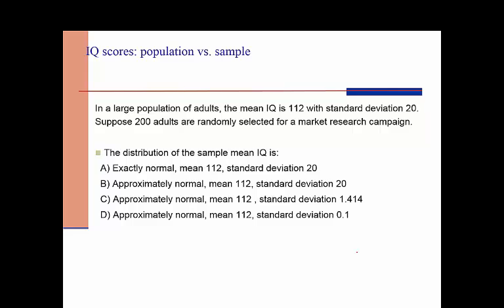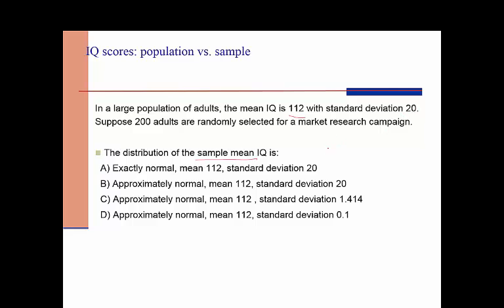So let's do a few practice questions together. In a large population of adults, the mean IQ is 112 with a standard deviation of 20. Suppose 200 adults are randomly selected for a market research campaign. The distribution of the sample mean is, the key takeaway here is sample mean. So it's talking about the distribution of X bar. And we said that the mean is going to be exactly the mean of the population, which is 112. But the standard deviation is going to be the standard deviation of the population divided by square root of n.